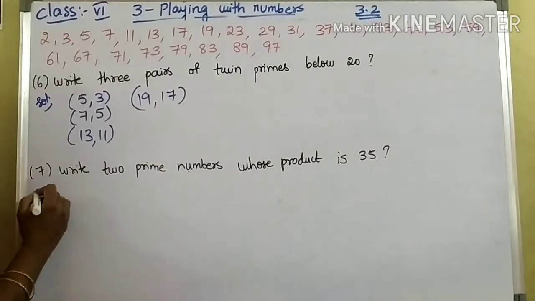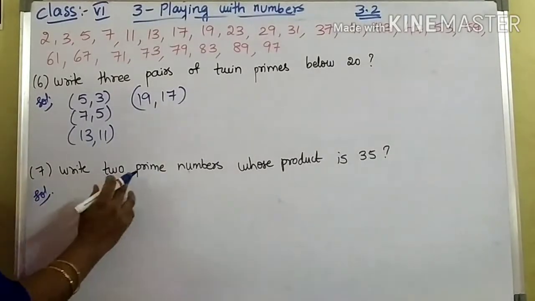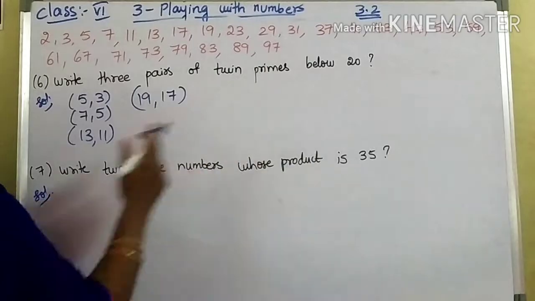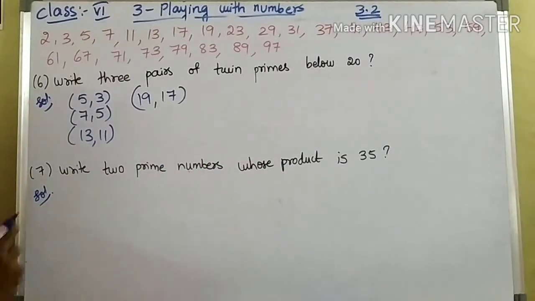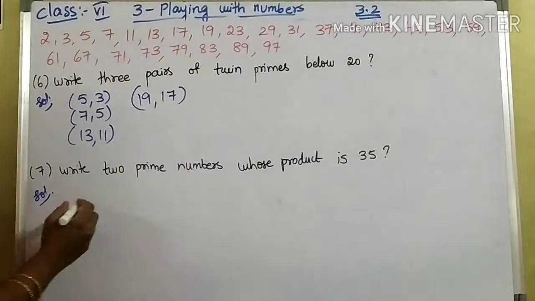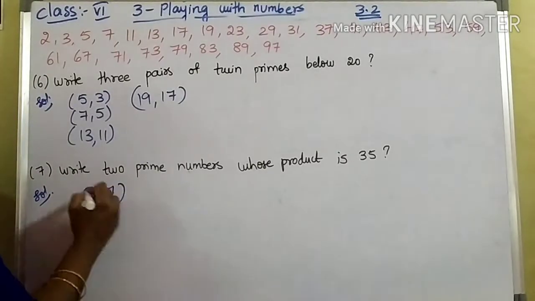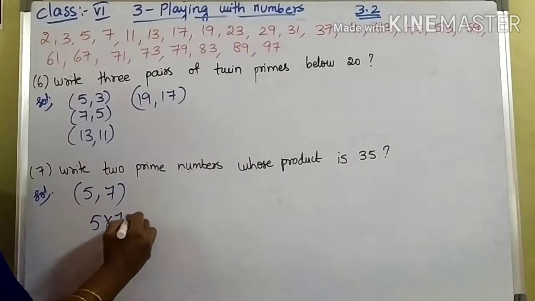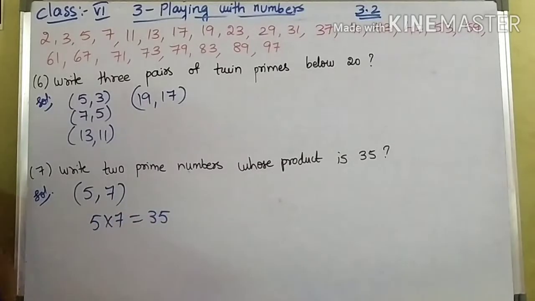Next, coming to 7th solution, write 2 prime numbers whose product is 35. When you multiply 2 prime numbers, you should get 35. It is easy. They are nothing but 5 and 7. 5 into 7 how much? 35. You know 5 is a prime number and 7 is also a prime number.